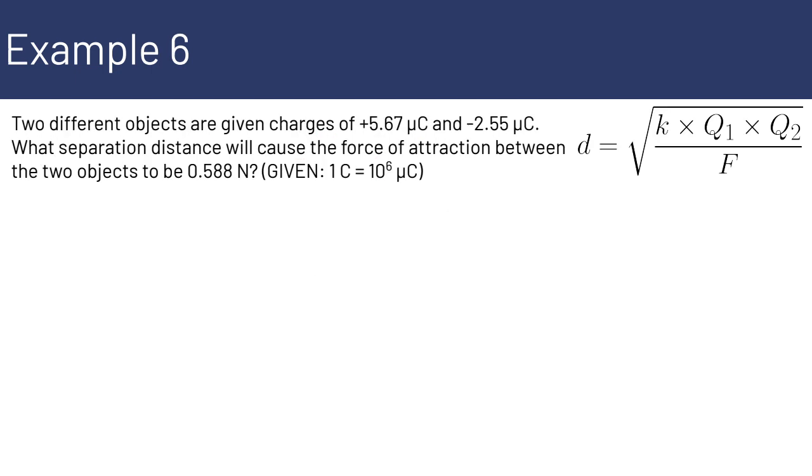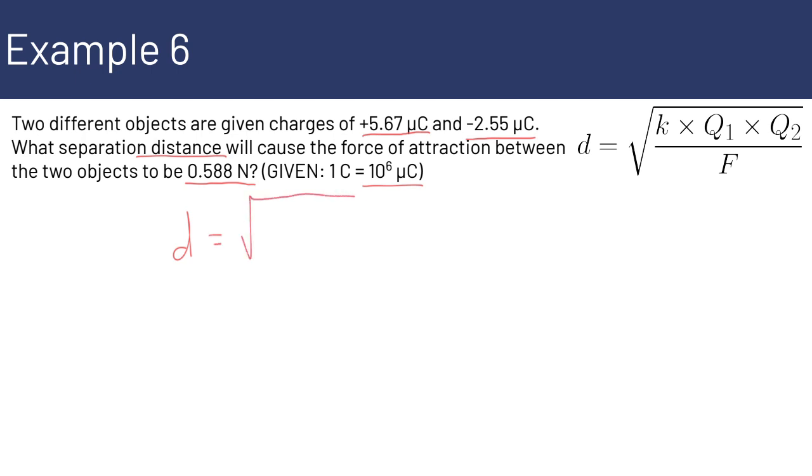All right, example number 6. 2 different objects are given charges of plus 5.67 microcoulombs and minus 2.55 microcoulombs. What separation distance, so we're looking for the distance, will cause the force of attraction between the 2 objects to be 0.558 newtons. So 1 C is 10 to the 6 microcoulombs. Okay, so we've got the equation here. Distance is equal to the square root of K times charge Q1 times Q2 divided by force.